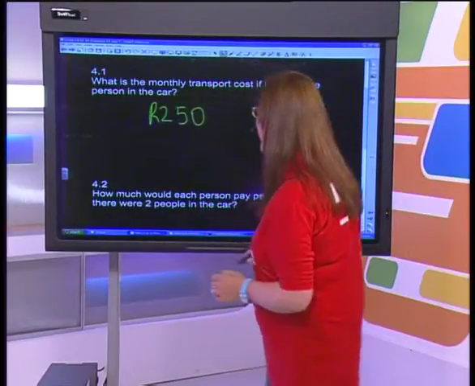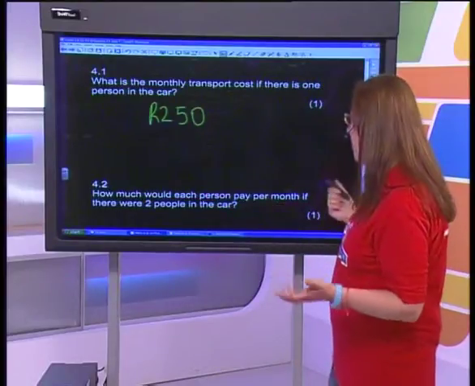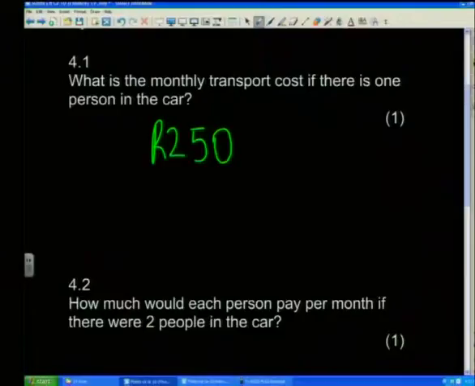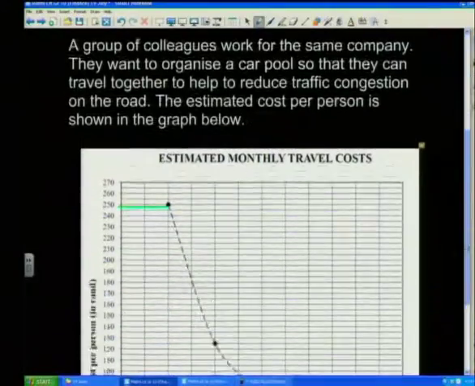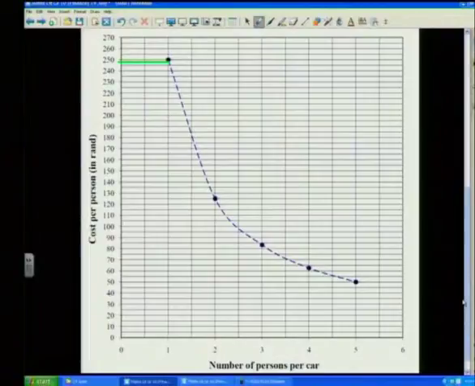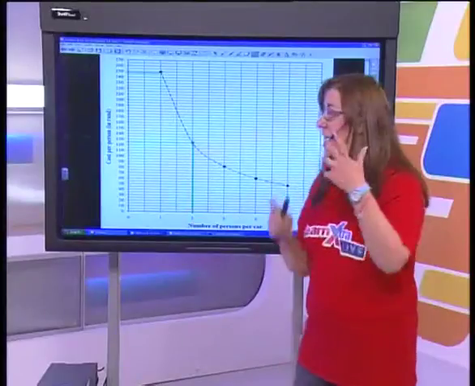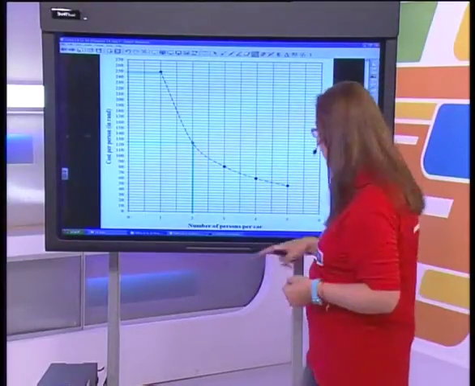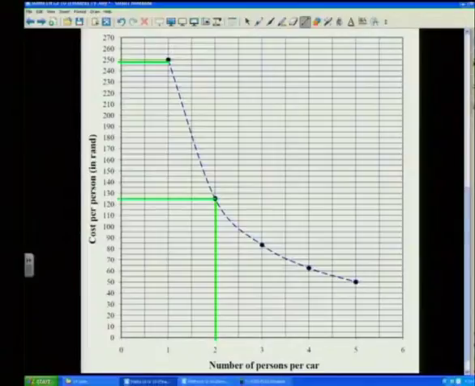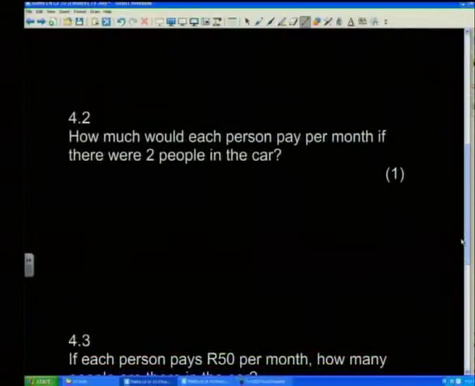So I've got 250 Rand. Let's see if we can answer the next one. How much would each person pay per month if there were 2 people in the car? Well, let's go back to our table. Now we're looking for 2 people. So again, I'm going to draw my line from 2 people up to my graph and across. There you go. It is between 120 and 130. So what is between? 125. It's on the line, so we can say R125, and that's per person.